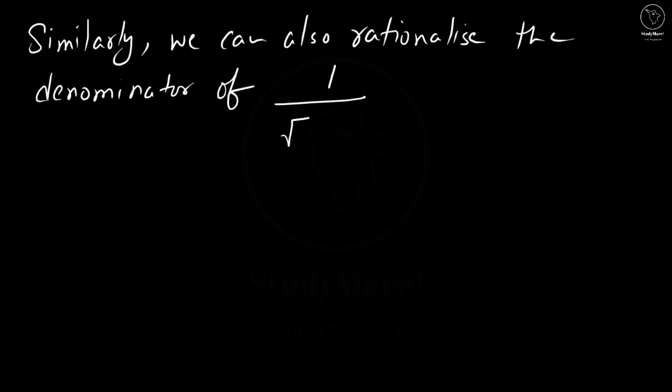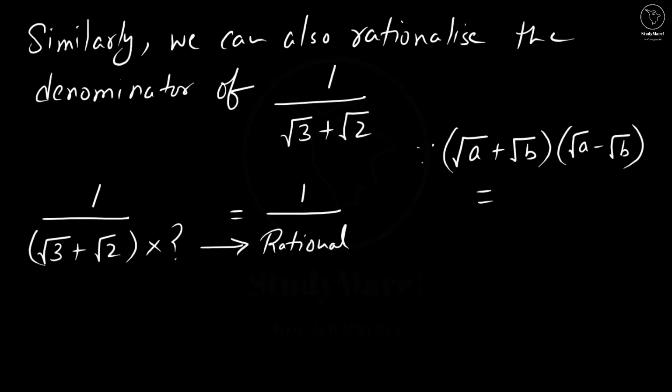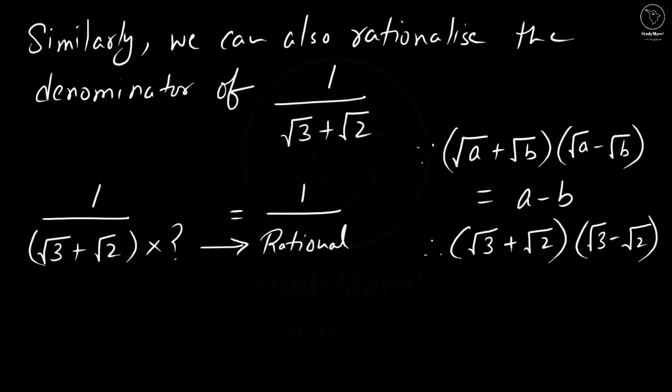Same way, we can also rationalize the denominator of 1 by root 3 plus root 2. First of all, we have to find the rationalization factor for root 3 plus root 2, so we get a rational number in the denominator. Remember the identity root a plus root b into root a minus root b is equal to a minus b. Applying the same for root 3 plus root 2, we can multiply it with root 3 minus root 2 to get 3 minus 2, which is equal to 1.